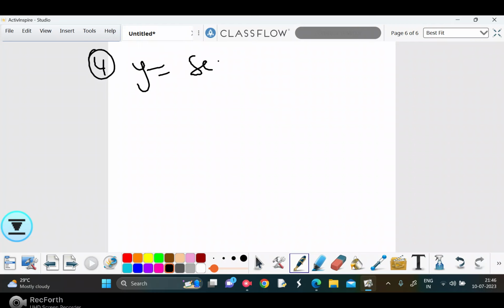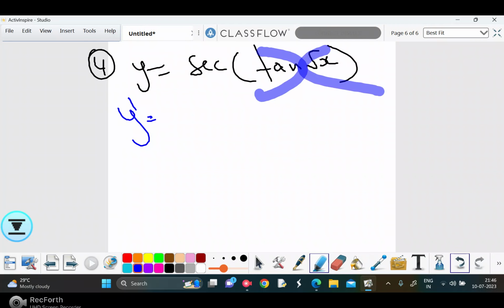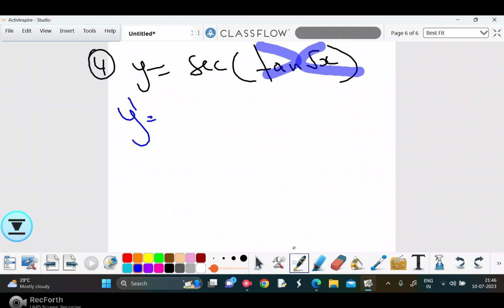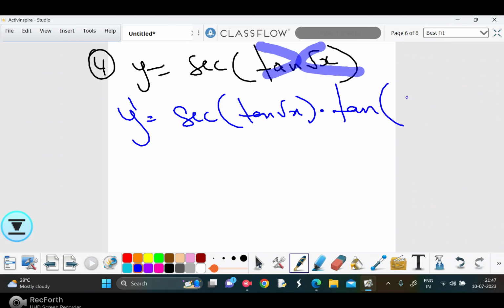Take down the fourth sum. Fourth sum, y is equal to secant tan root x. So what will be my y dash? I gave you the formula only for secant x, so I'm going to pretend tan root x is my x. Secant x differentiation is what? Secant x into tan x. What is x? Tan root x.